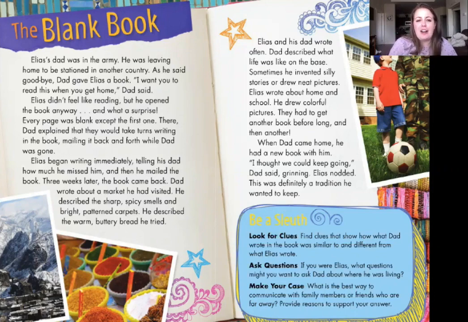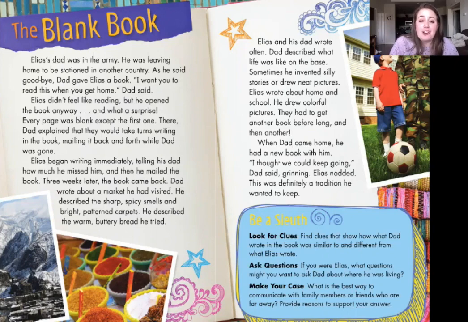Elias's dad was in the army. He was leaving home to be stationed in another country. As he said goodbye, Dad gave Elias a book. I want you to read this when you get home, Dad said. Elias didn't feel like reading, but he opened the book anyway. And what a surprise! Every page was blank except the first one. There, Dad explained that they would take turns writing in the book, mailing it back and forth while Dad was gone. Elias began writing immediately, telling his dad how much he missed him, and then he mailed the book.